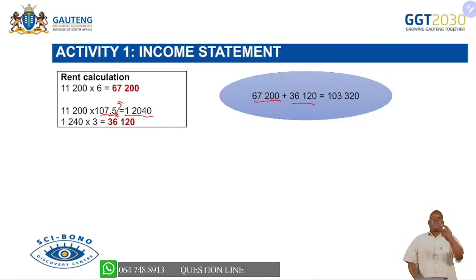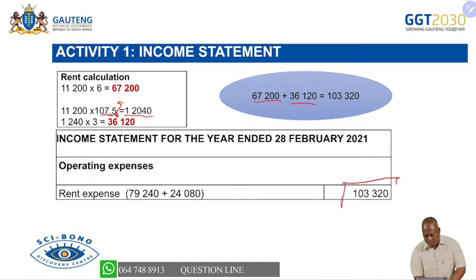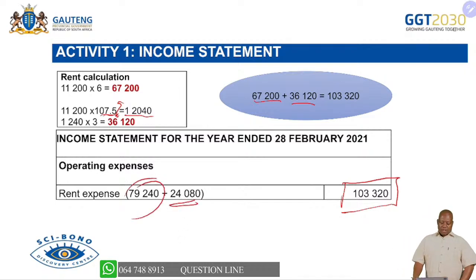So the question says, provide for the outstanding rent. How much is the outstanding rent now? The outstanding rent is the difference between the total rent for the whole year and what we had paid. The outstanding rent is the rent for the last 2 months, January and February. It means we have not yet paid rent for January and February. So it means we are owing.